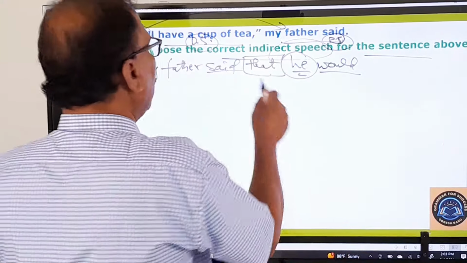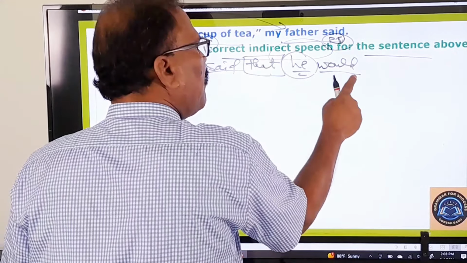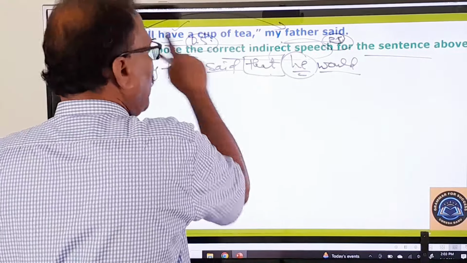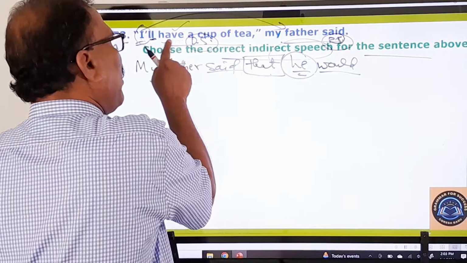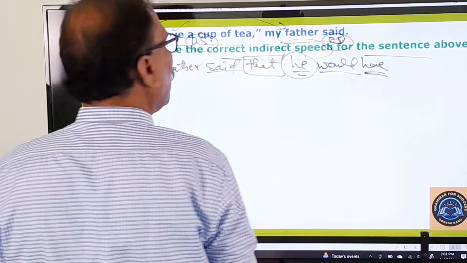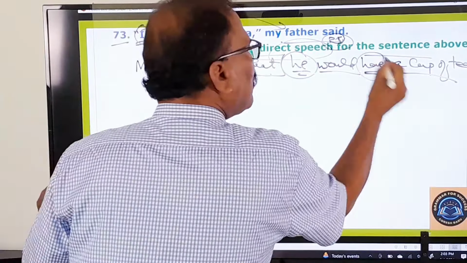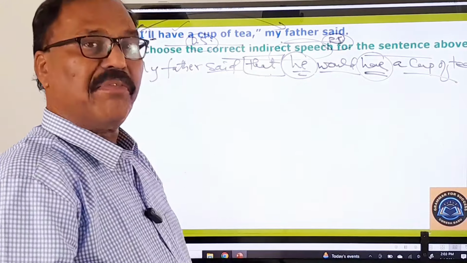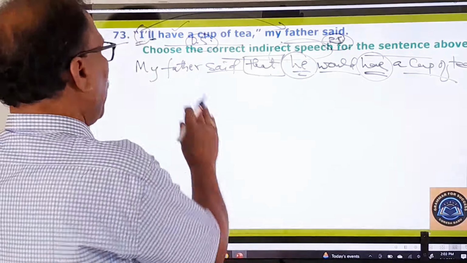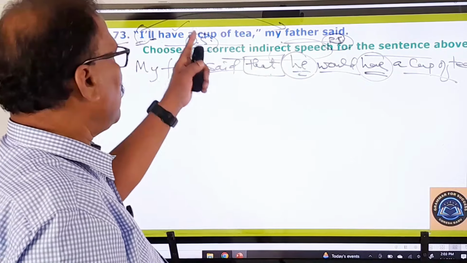Here you pay attention. Will is turned into would. When you change the helping verb, you don't have to change the main verb. Here will is the helping verb, and will is changed into would. Now you don't need to change the main verb, that is have. Have will be as it is. He would have a cup of tea, because have is not a helping verb, have is a main verb. Yes, right. My father said that he would have a cup of tea. This is the indirect speech of the given sentence.